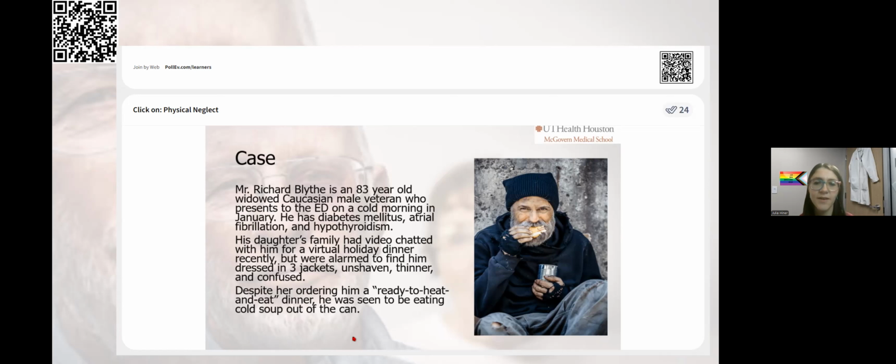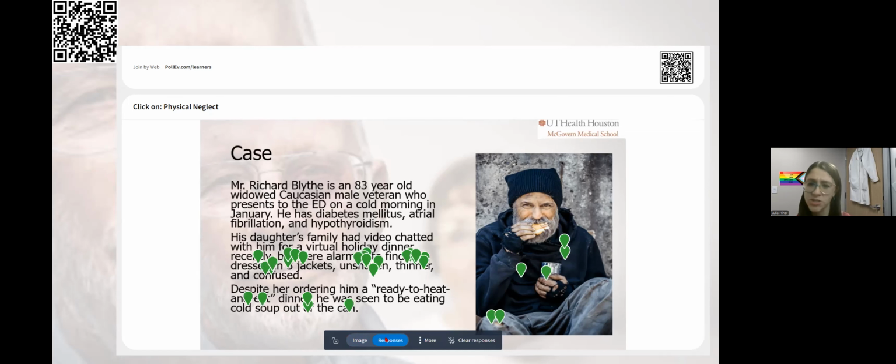And they found that he looked thin, unshaven. He was wearing multiple jackets. And even though she'd sent him food, just to be nice, he was eating soup out of a can, which either means he opened the can and just started eating it and didn't even bother to cook it, or he shoved the whole can in the microwave and blew up his microwave. So something bad happened. But she's definitely alarmed at how he looks. And based on all the dots and on the picture too, great. You guys are seeing the same thing.